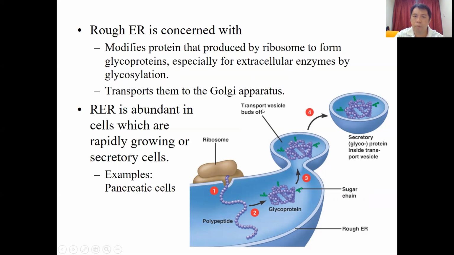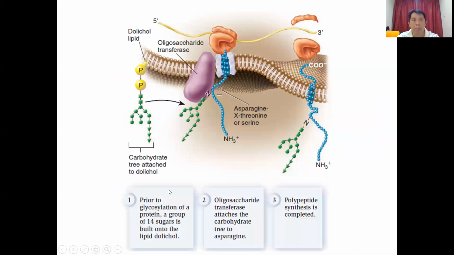Okay, bud off to form the transport vesicle. Then this transport vesicle will be transported to the Golgi apparatus. Okay, so RER is abundant in cells which are rapidly growing or secretory cells, for example, the pancreatic cells, and the meristematic cells as well.